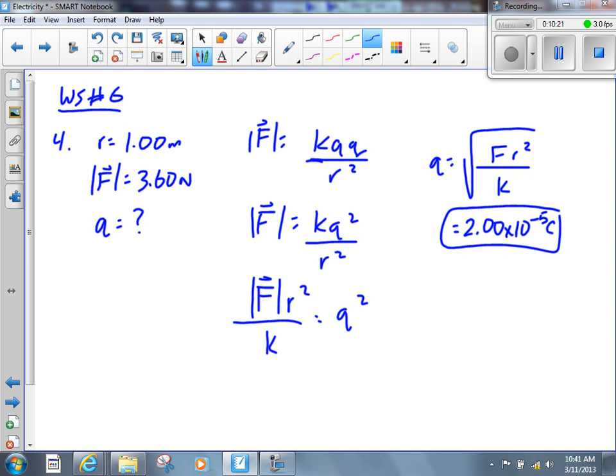It does tell us in question number 4 that it's a repulsive force. So we know that they're both the same, either both positive or both negative, but we don't know which it is. We don't know whether they're both positive or both negative. This equation won't tell us, okay? That makes sense?